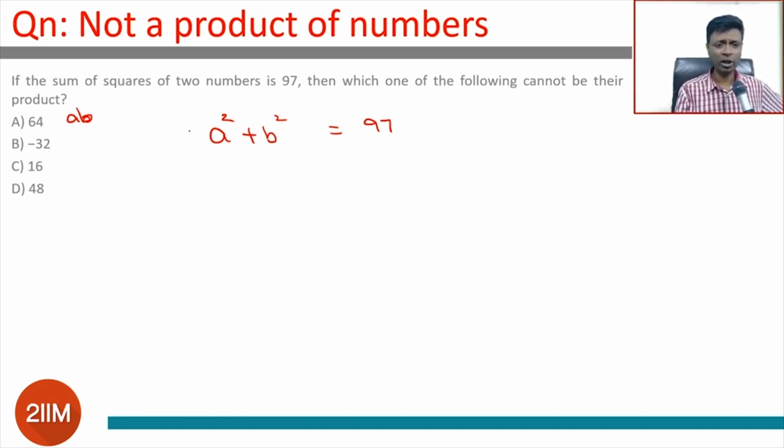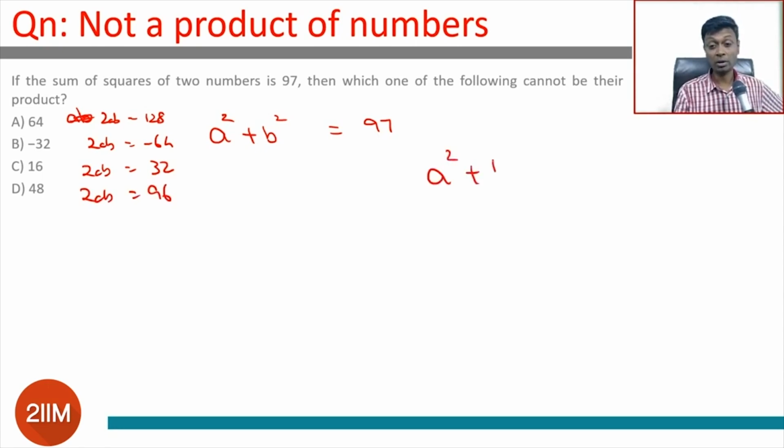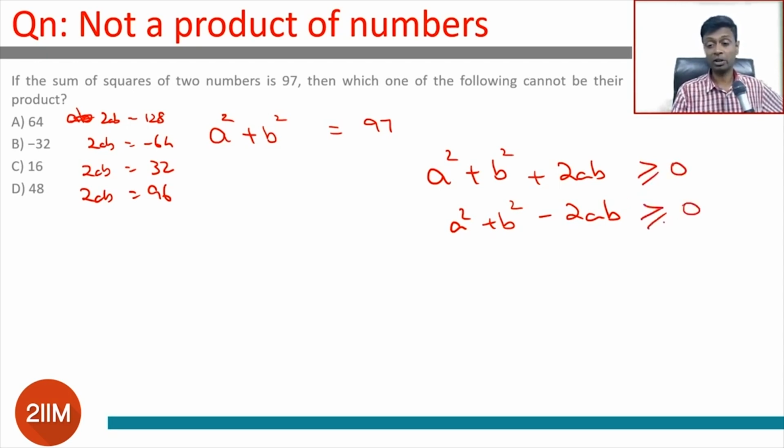If you think about 2 times AB. If AB is 64, that means 2AB should be 128. 2AB should be minus 64. 2AB should be 32. 2AB should be 96. Why am I doing this? Because I can think about a square plus b square plus 2ab, a square plus b square minus 2ab. A square plus b square plus 2ab should be greater than or equal to 0, because this is a plus b whole square. A square plus b square minus 2ab should be greater than or equal to 0. This is a minus b whole square.